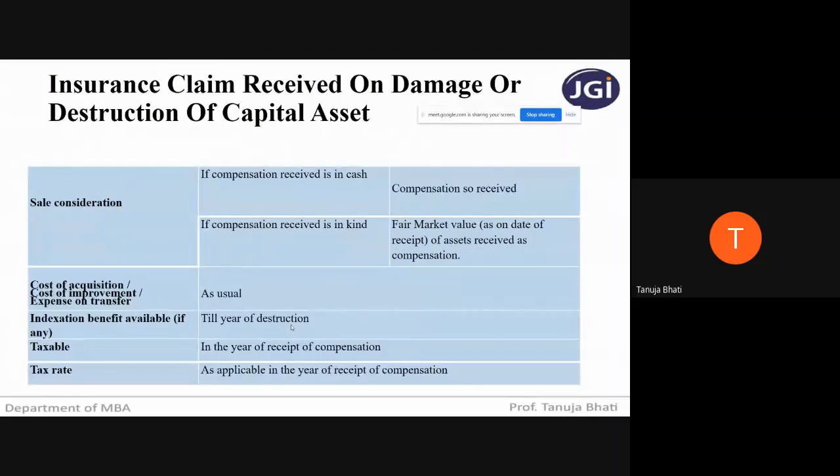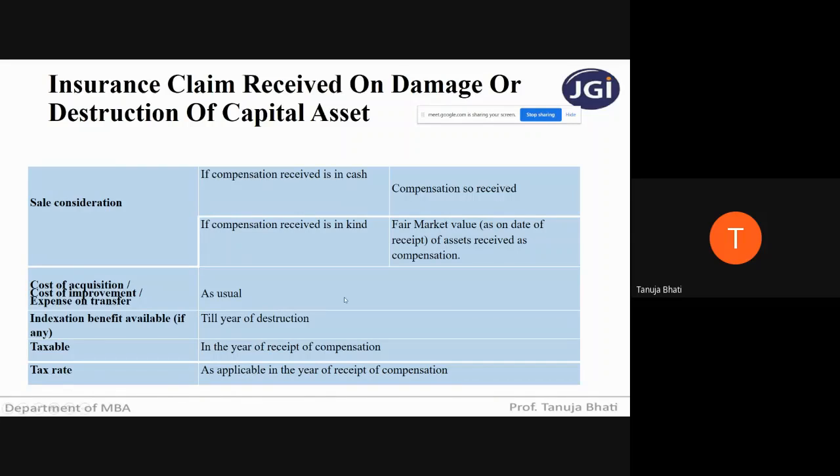So when you take the CII, the index, you have to take the index only up to the year of destruction. So you have to see which is the year of destruction. Take the cost inflation index of that particular year. And which year is this taxable? Is it taxable in the year in which your asset is destroyed, or is it taxable in the year when you're receiving the compensation? Remember, students, you have to tax this in the year when you're receiving the compensation. And whatever tax rate is applicable in that particular year, you have to use that tax rate.